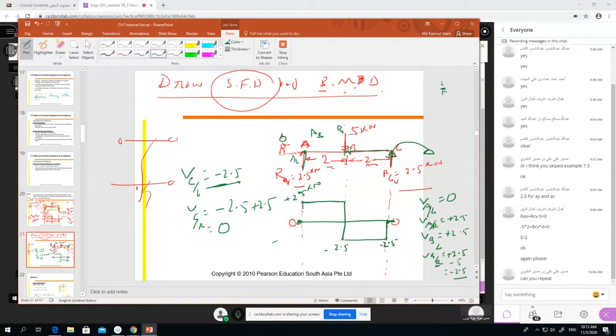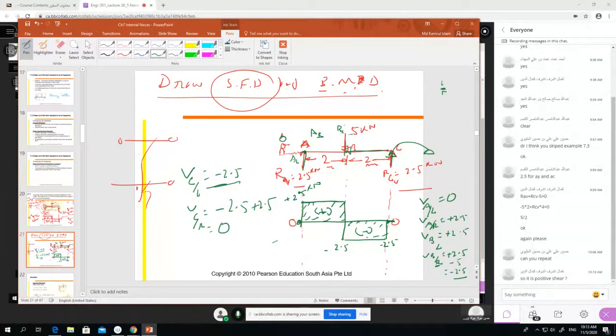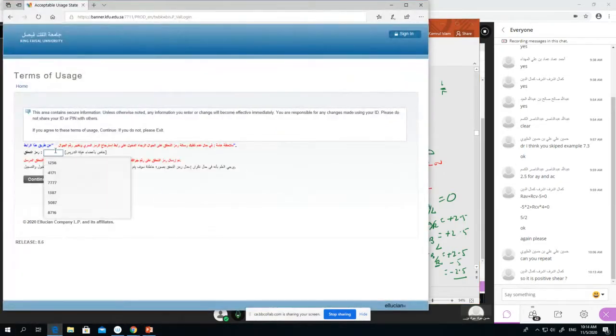Now your drawing is automatically drawn, right? Automatically your drawing is finished. Now upside is positive, downside is negative. So you draw it just like this, with some hatching. Your shear force diagram is complete, right? So is it positive shear? Yes, the answer is yes. It is positive shear. Now is it clear how to draw and calculate the shear force diagram?